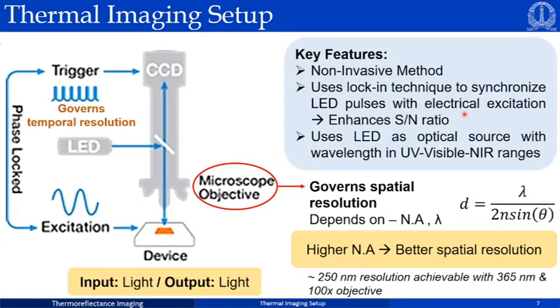Okay, most importantly that needs to be highlighted is that we are here using LED, light emitting diodes, as our optical source. There are some thermo-reflectance measurement methods like TDTR, FDTR, time domain thermo-reflectance, frequency domain thermo-reflectance, which use laser sources. Please note that our setup uses non-coherent LED sources in the range of 365 nanometers, that is UV, to 780 nanometers, that is NIR range.